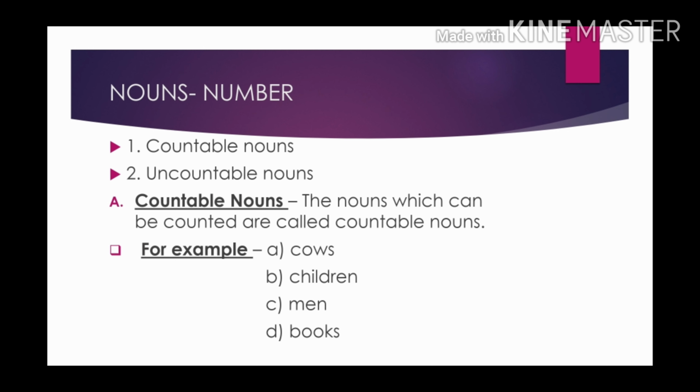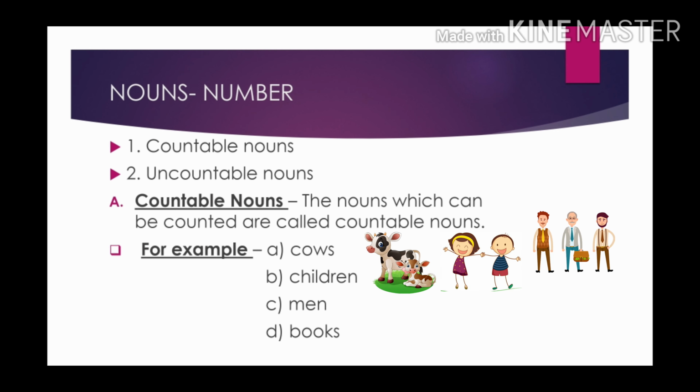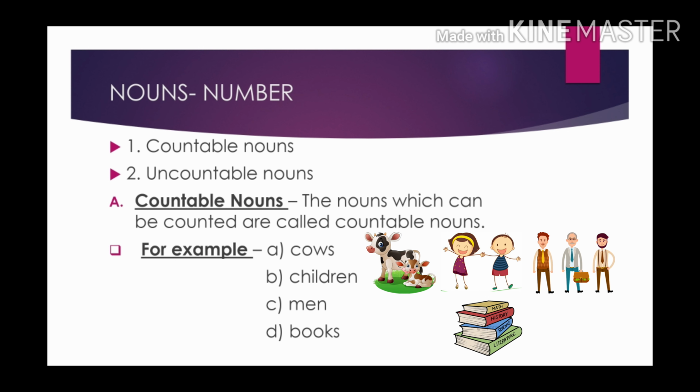We can divide them into countable nouns and uncountable nouns. From the name itself, you can judge that the nouns which can be counted are called countable nouns. For example, cows, children, men, books, etc. We can count these things.